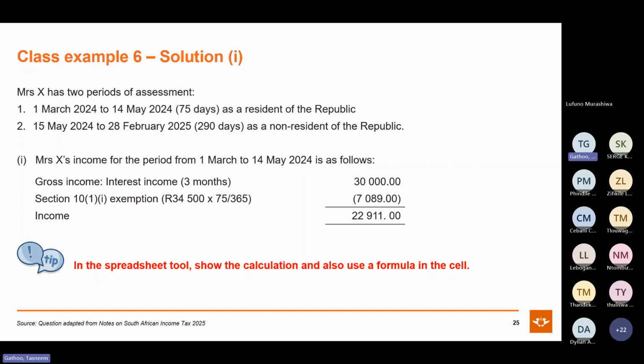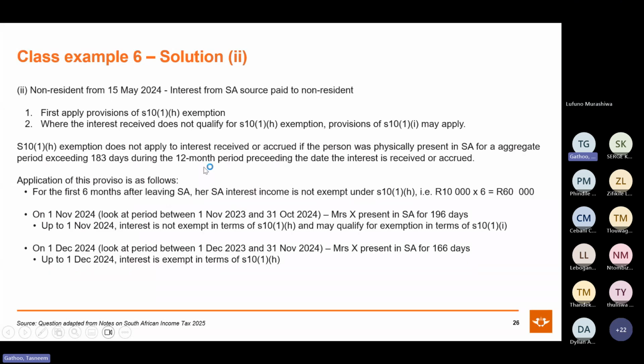Remember, non-residents have a special exemption in terms of section 10(1)(h). So non-residents have an exemption if they meet certain criteria. There's no limitation on the interest, so the full interest earned will be exempt from income under section 10(1)(h). If the interest doesn't qualify for section 10(1)(h), then they could also qualify for section 10(1)(i). Okay, so let's break this down and look at it practically.